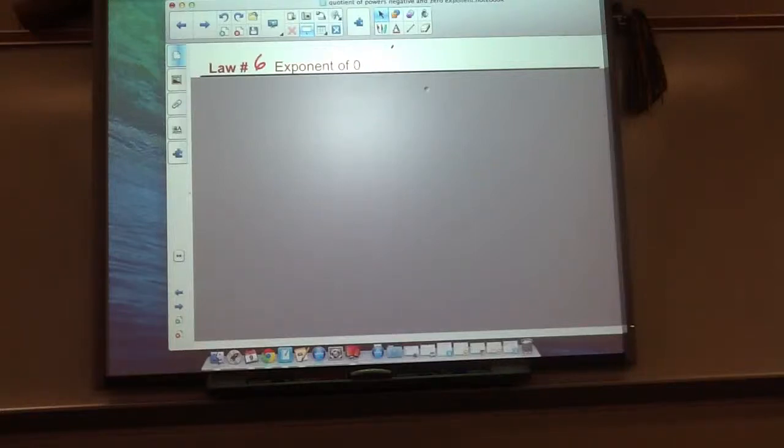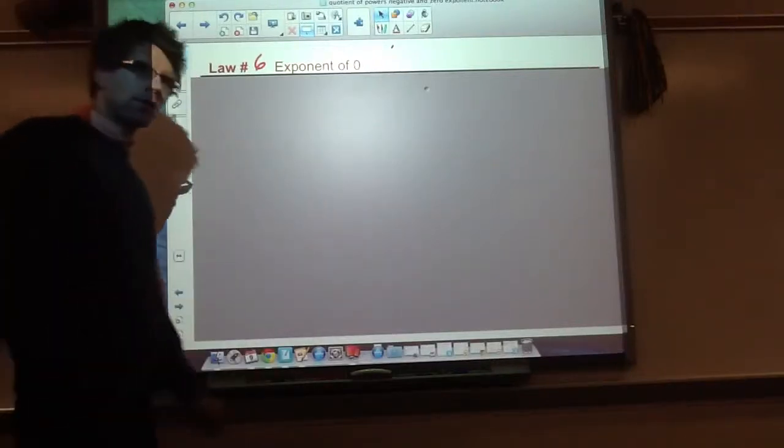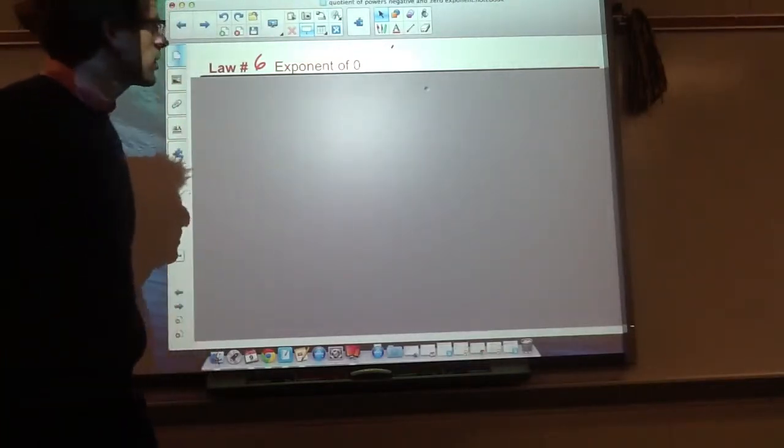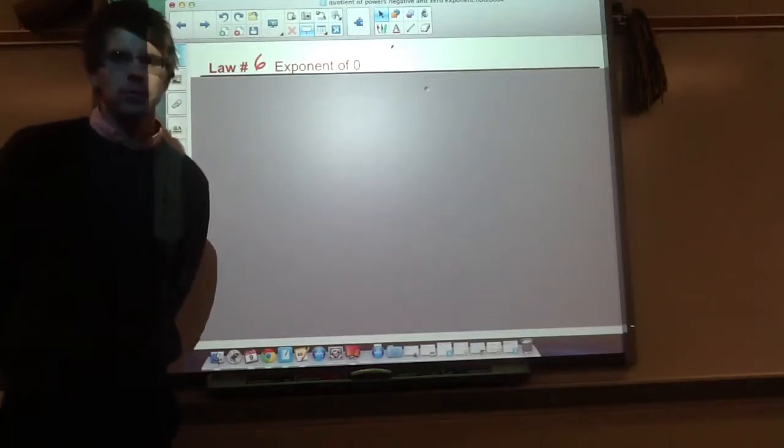Law number 6. We've got 2 laws left. Law number 6, when we're dealing with exponents, talks about what happens when you have an exponent of 0.